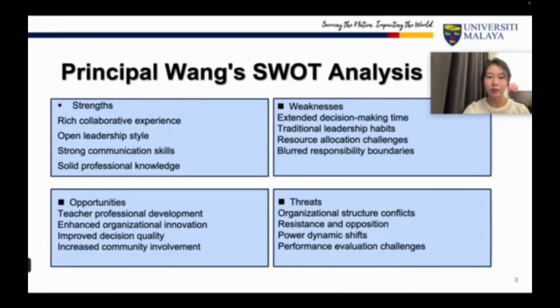We analyze it through SWOT: strengths, weaknesses, opportunities, threats. First, strengths. What works well? A clear delegation system: grade level leaders join group decision making and attend regular leadership round table meetings, so more voices are heard.